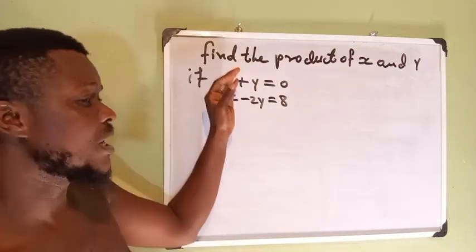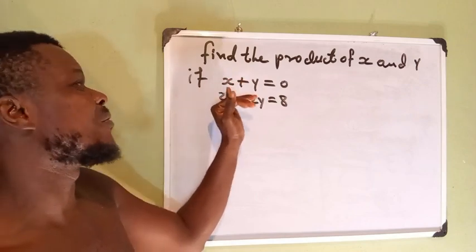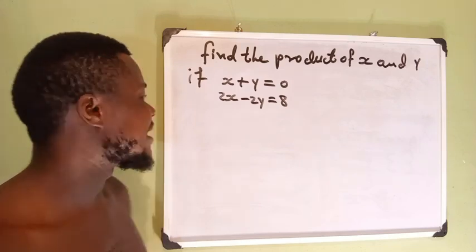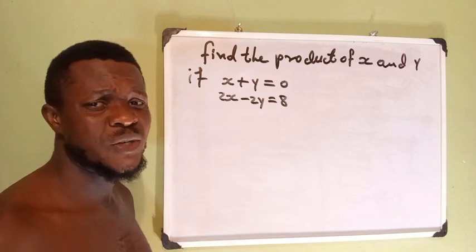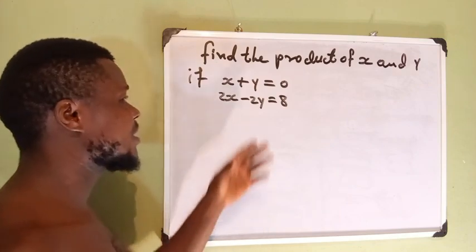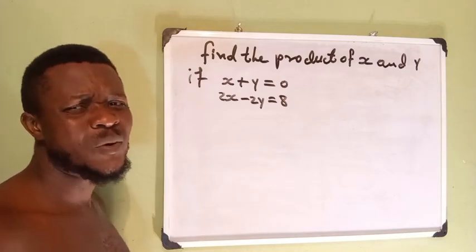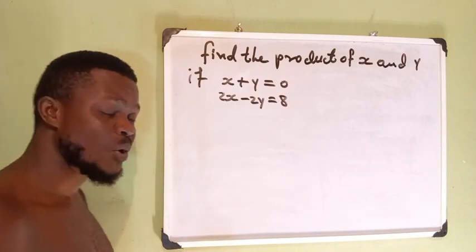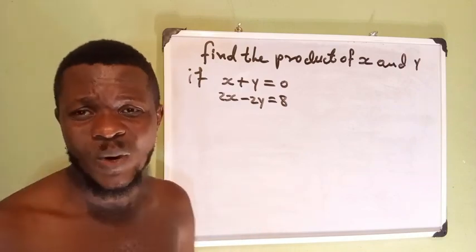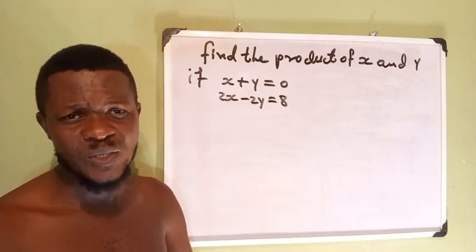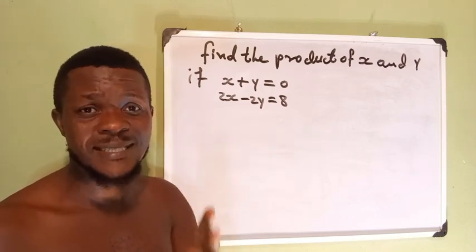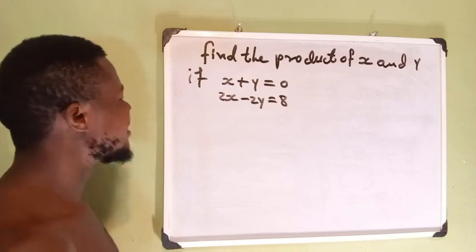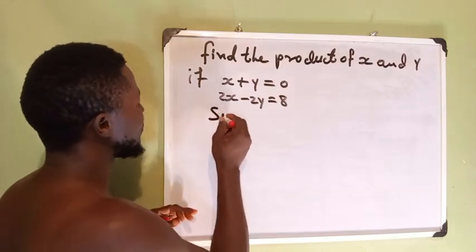Now, just know that anytime they give you two equations of two unknown variables, that question is a simultaneous equation. For us to solve simultaneous equation, there are two popular methods. The first one is substitution method, while the second one is elimination method. Any method you use, you will still get the answer. But I want us to use substitution method. In this substitution method, we now write solution.